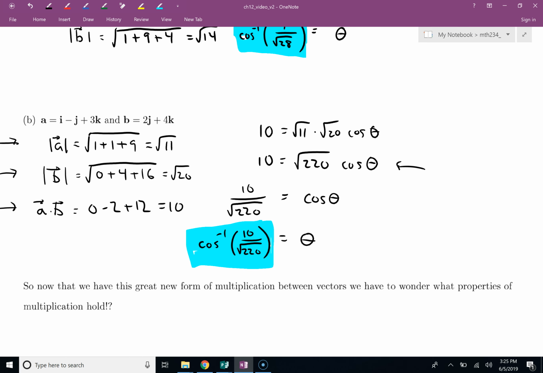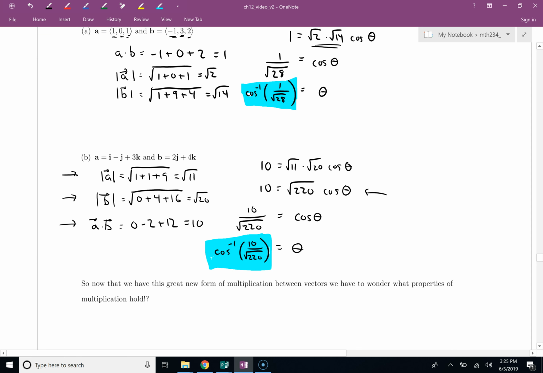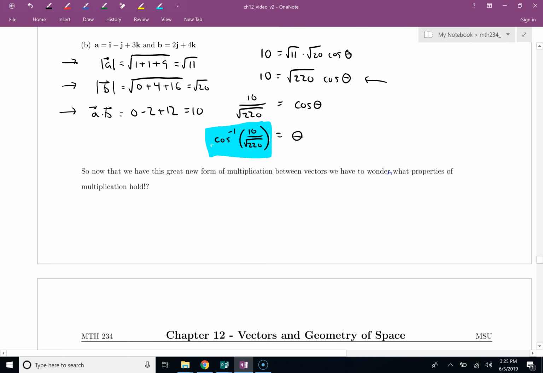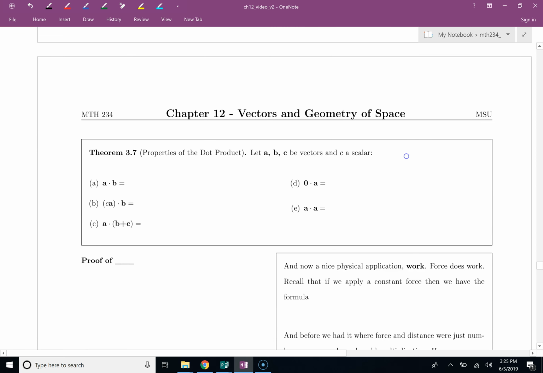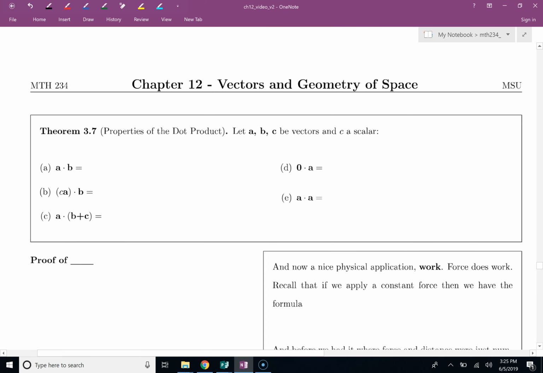All right, so that's some good practice on figuring out angles between vectors. And again, that's one of the nice things about the dot product. Let's move on and talk about properties. Anytime you get some new operation, you have to wonder what kind of properties hold with this operation. The claim is for the dot product, darn near everything that you know and love from regular old multiplication, regular old products of real numbers, holds for our dot products of vectors here.